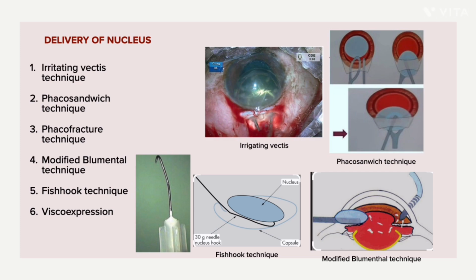Then comes modified Blumenthal technique, which combines vectis with irrigation for smooth delivery. And then there is fish hook technique, where there is a hook which engages and pulls the nucleus out through the tunnel. And then also there is visco expression, in which viscoelastic is used to push the nucleus out gently. Choice of technique depends on the hardness of the nucleus, incision size and surgeon preference. Our goal here is safe delivery with minimal stress on cornea, capsule and the endothelium.